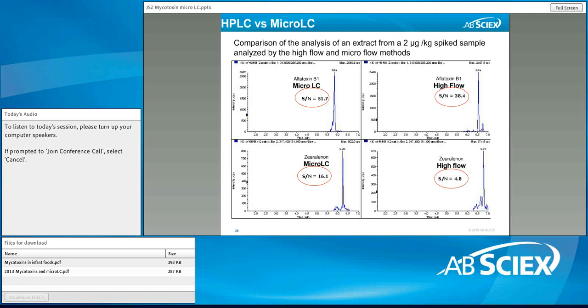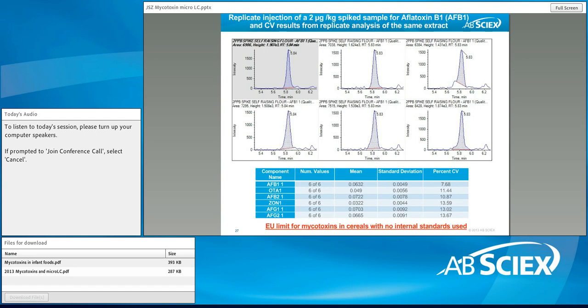Results. What is the benefit of using microLC? The first thing you can see here is the comparison of normal HPLC high flow with microLC. So what you can see here is definitely an improvement in signal to noise. That means we can definitely improve sensitivity in this case.